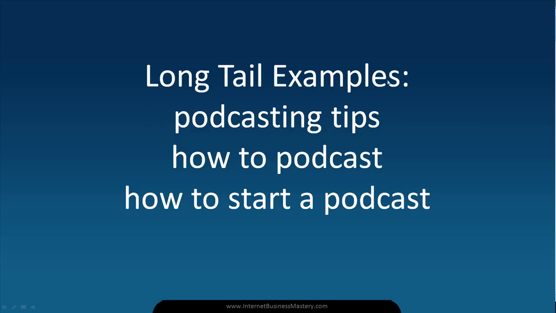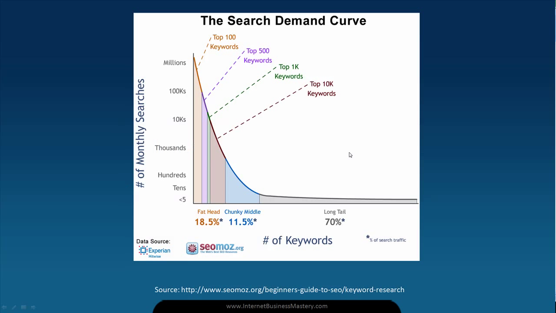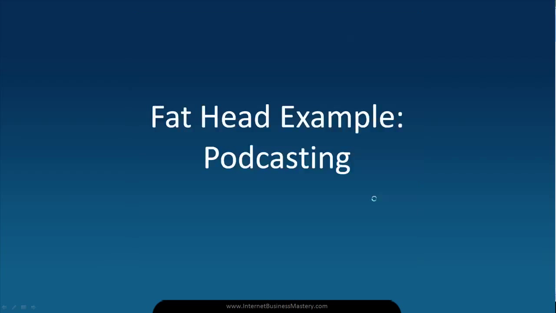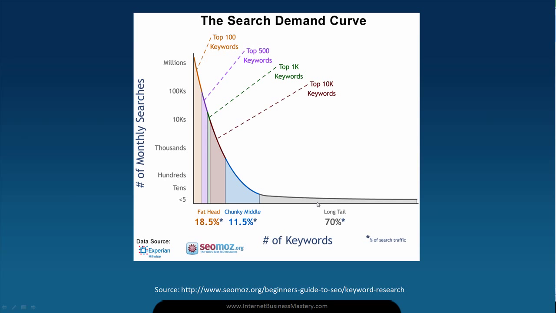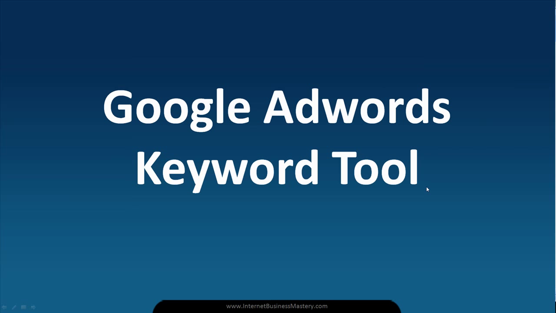Versus long tail phrases, phrases that fall out here on the right-hand side of this diagram, would be like podcasting tips or how to podcast or how to start a podcast. There's less competition and it's a lot more specific on what the intent of these people is, so it's a lot easier for me to specifically hit exactly what they're looking for. So you want to hang out over here in the long tail and not over on the left in the fat head.